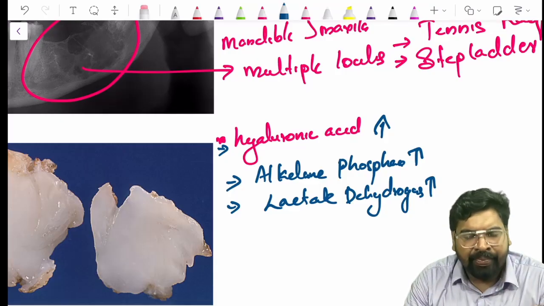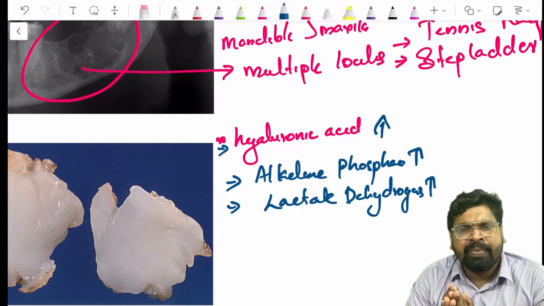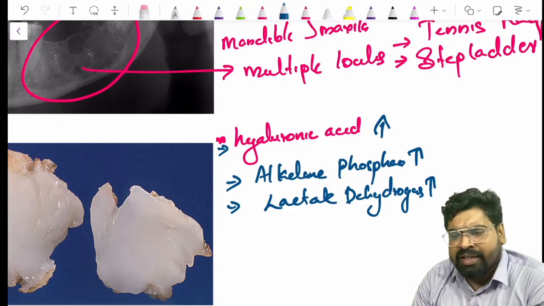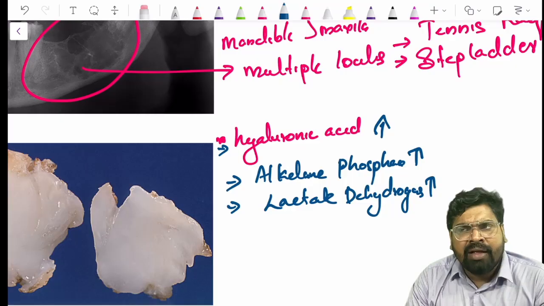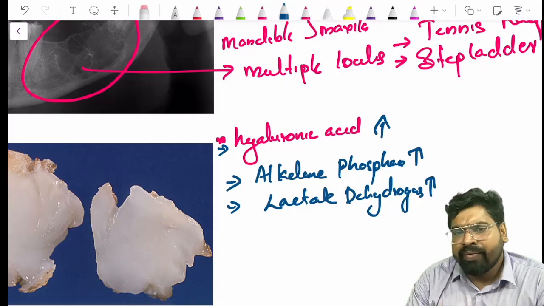So this is about two odontogenic tumors which are very important for you. The rest of the odontogenic tumors are not much asked. You can have a read in your Schaefer.